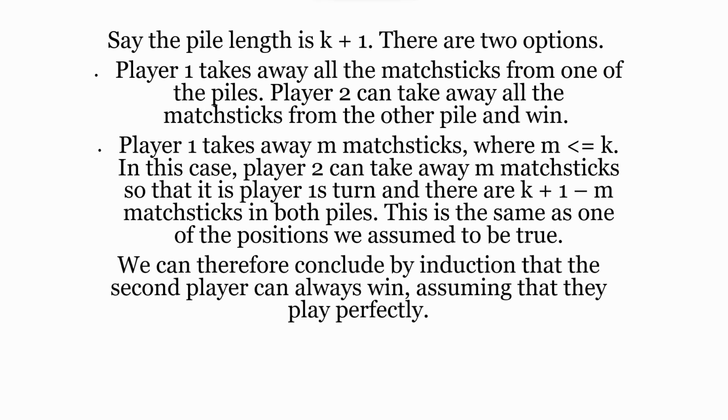Because k plus 1 minus m is some number between 1 and k, we can conclude that this case always results in player 2 having a winning strategy. Now we have enough information to know that regardless of the pile size, the second player has a winning strategy.